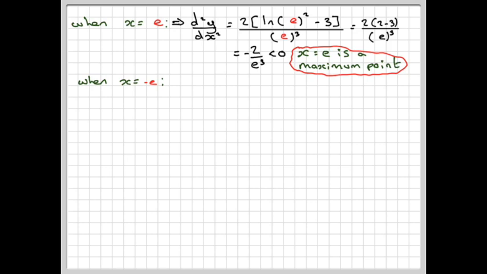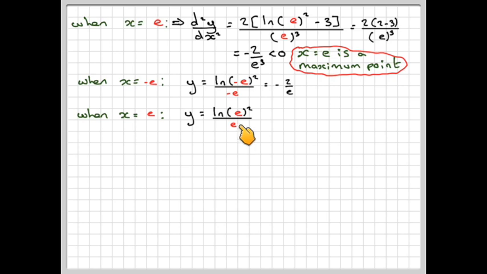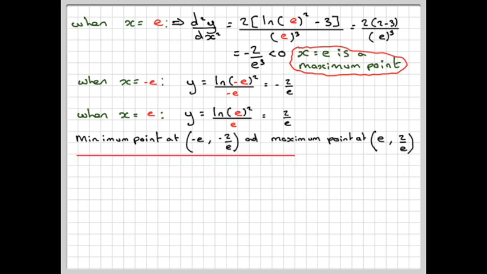So when x is minus e, we have to find the y coordinate, so we need to do ln of minus e all squared over minus e. That will give us minus 2 over e, because this will become e squared, and therefore we get 2 over minus e, which is minus 2 over e. And then when x is equal to e, y will be ln of e squared over e, which will give me 2 over e. A minimum point then will be at minus e, minus 2 over e, a maximum point at e, 2 over e.